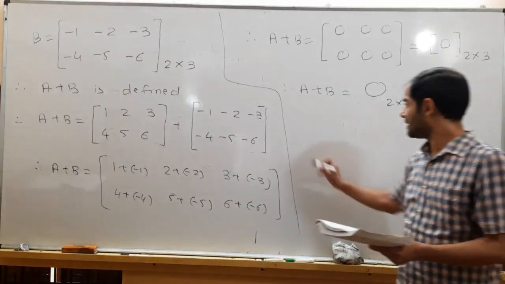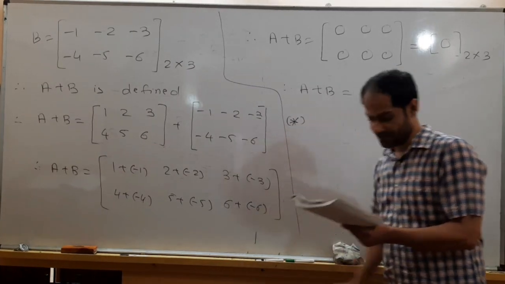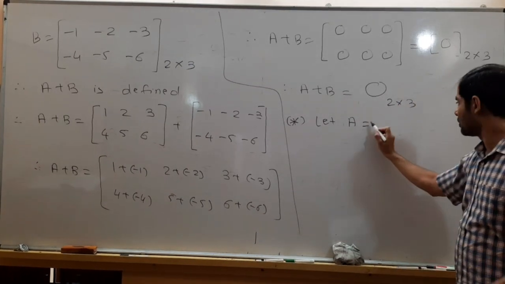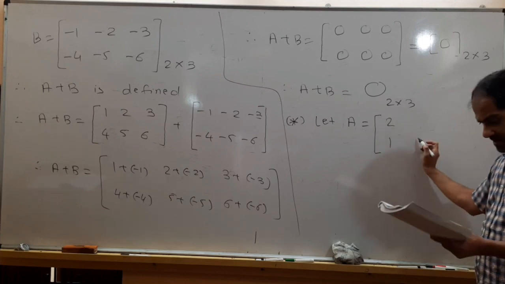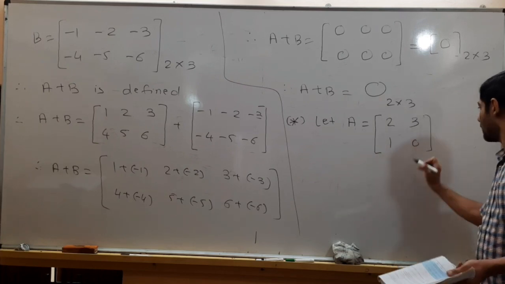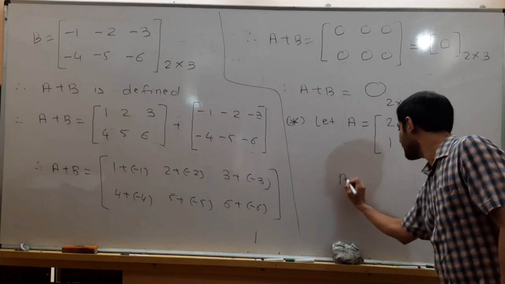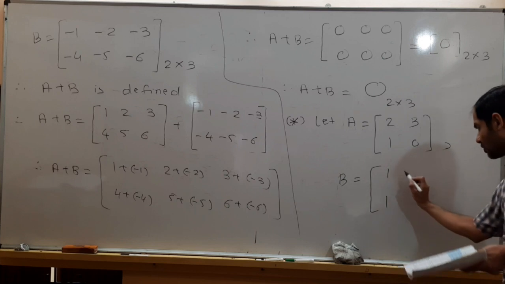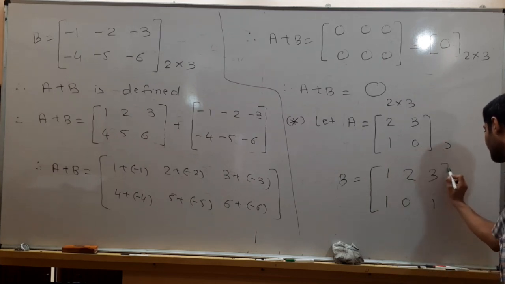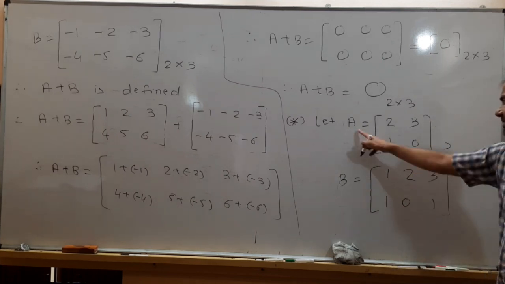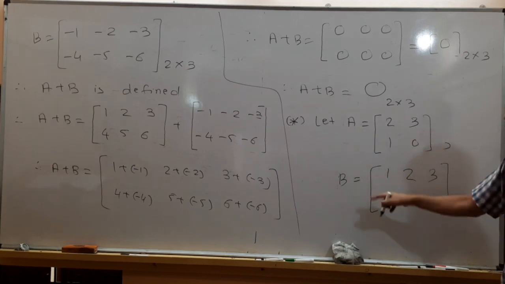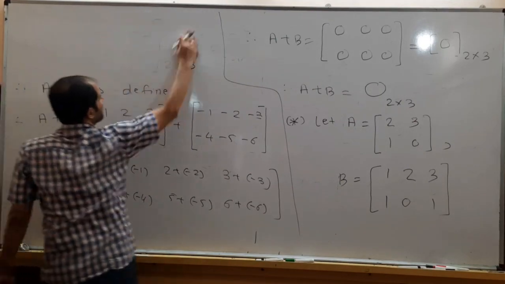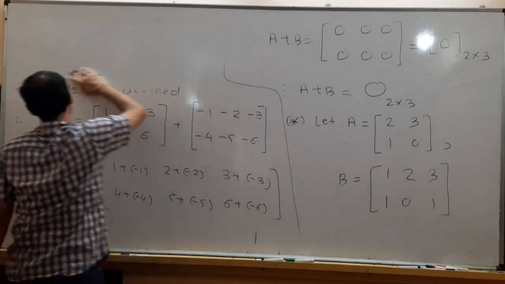But there is one more important point which I need to mention. A is equal to 2, 1, 3, 0. B is equal to 1, 1, 2, 0, 3, 1. Now see, what is strange about these 2 matrices? A is 2 cross 2 and B is 3 cross 2. Means they don't have the same order.